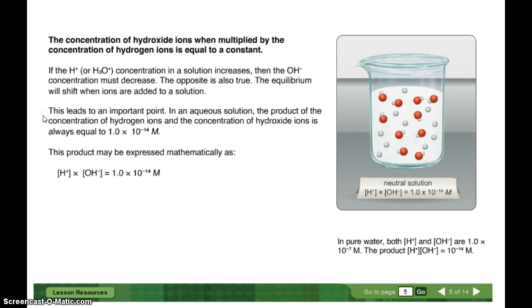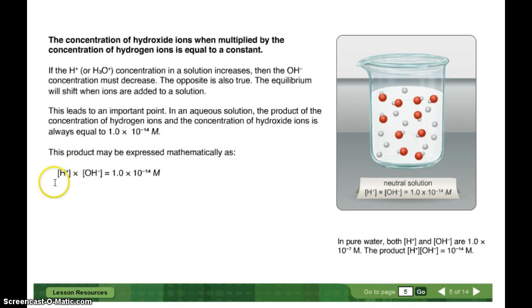In an aqueous solution, or when you have something dissolved in water, the product of the concentration of hydrogen ions and the concentration of hydroxide ions is always equal to 1.0 times 10 to the negative 14th molar. Okay, now 14, where did that number come from? Remember I said your pH scale only goes up to 14. So when you add in the concentration of hydrogen ions plus the concentration of hydroxide ions, you're always going to get this as a total, which is why our scale is out of 14.